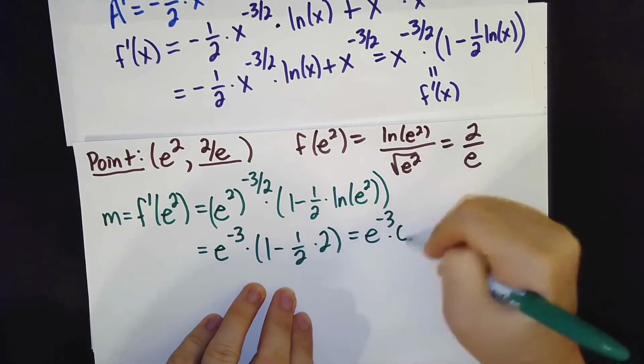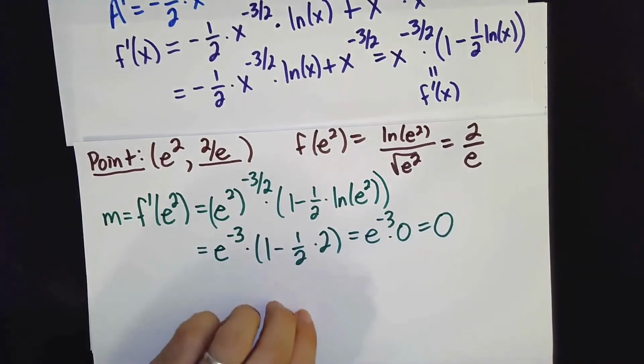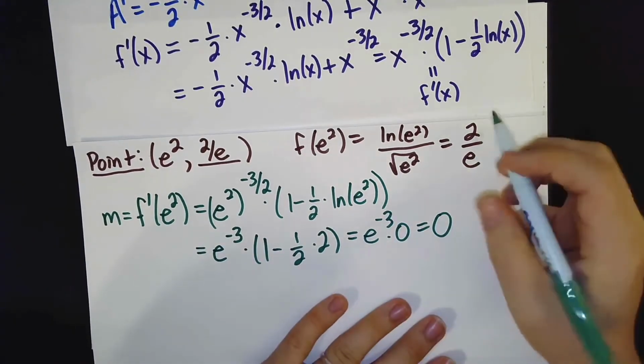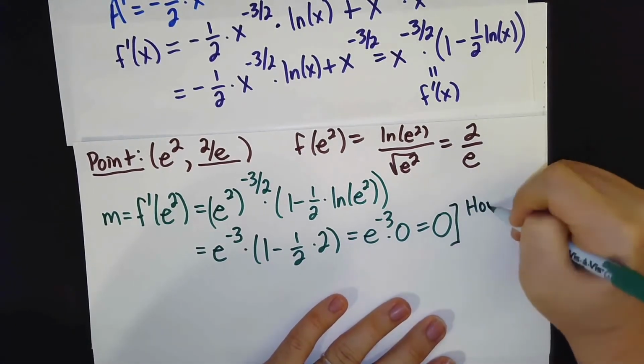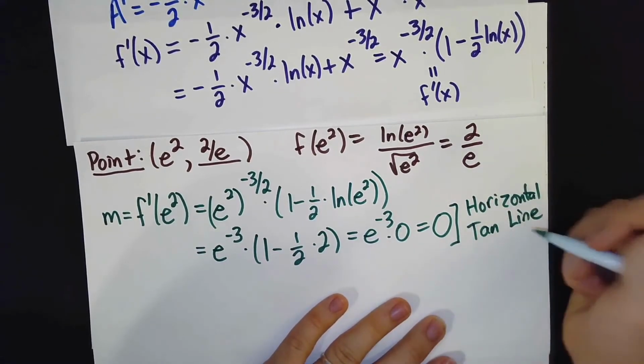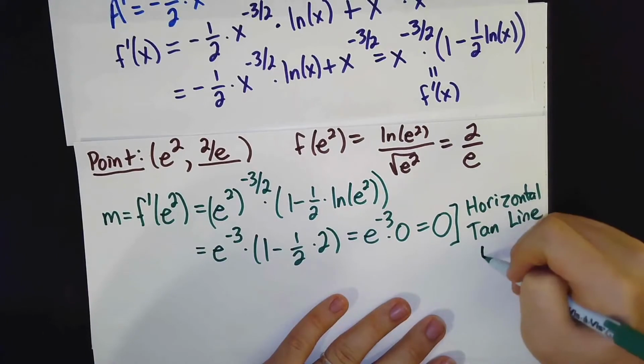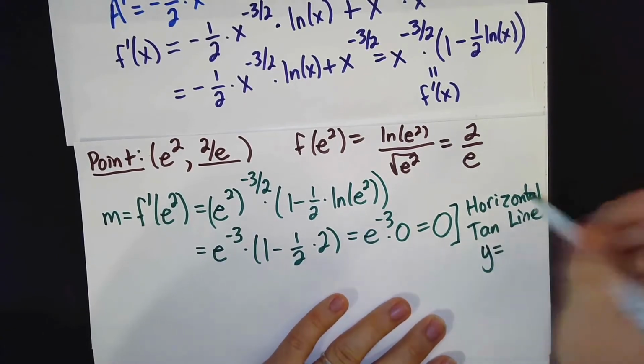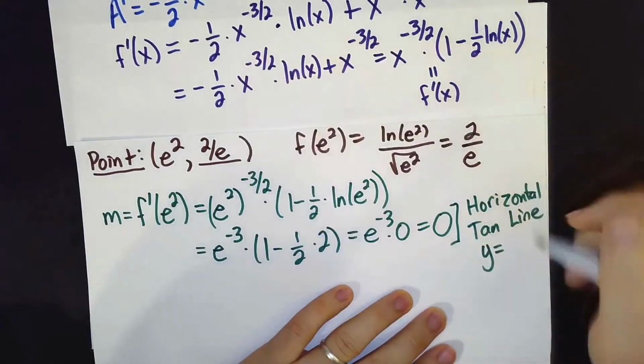And so the slope of our tangent line to this graph at the point e squared comma 2 over e is 0. Remember, this means the tangent line is horizontal, which means that the equation for our tangent line is actually just y equals the y-coordinate here.